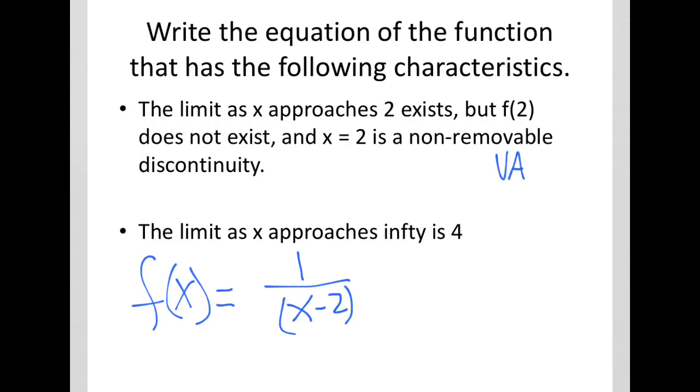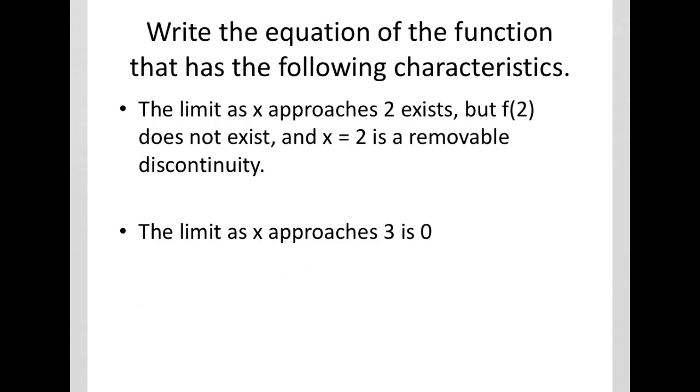And I also want the limit as x approaches infinity to be positive 4. So I need to throw a factor in my numerator. So instead of calling that 1, I'm going to call it x, because now the degrees are the same. So the function will have an asymptote at 1. And now if I multiply this by 4, my function will have an asymptote at 4. And I will still have my vertical asymptote at positive 2, a non-removable discontinuity.